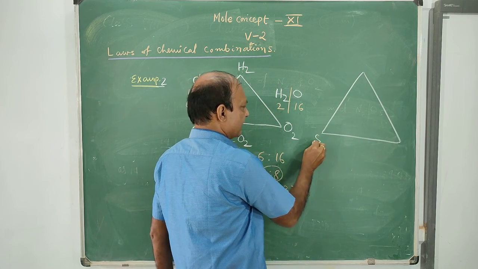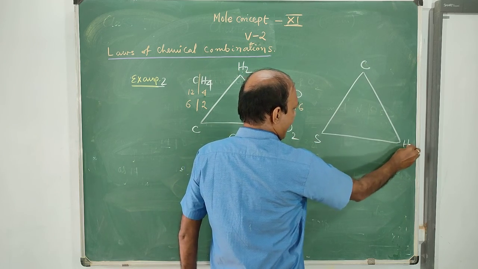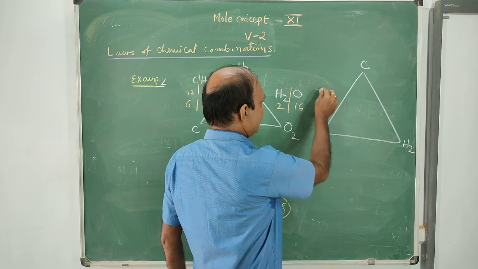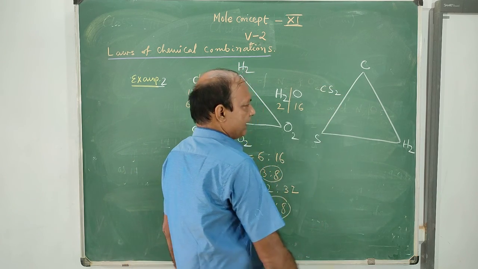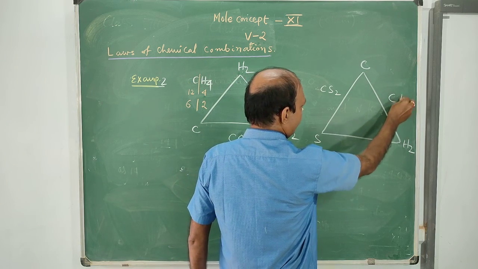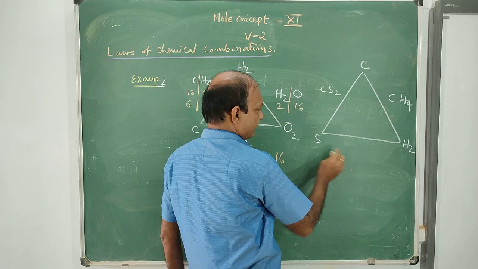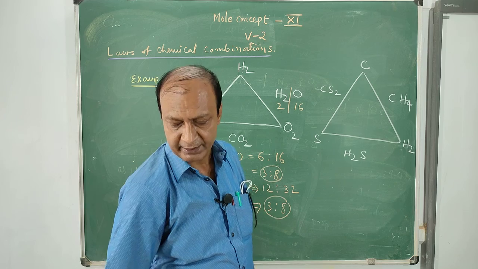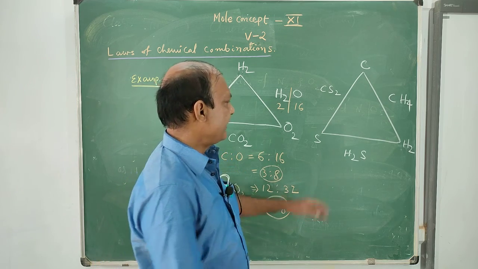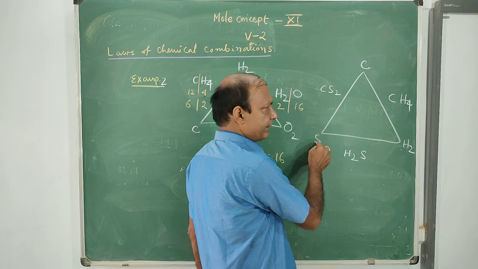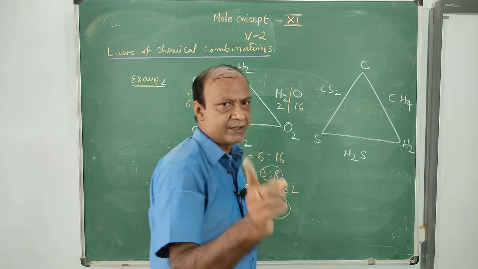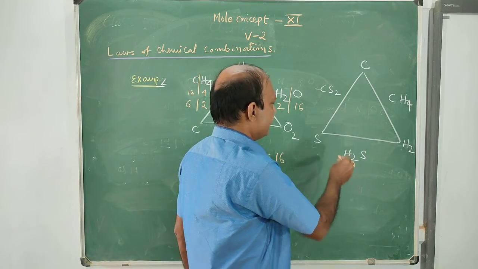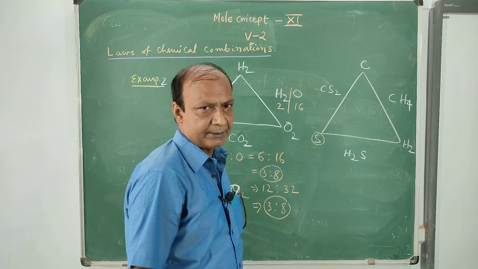Say I am taking sulfur, carbon, hydrogen. Another combination. You see that carbon and sulfur combine to form carbon disulfide, carbon and hydrogen combine to form methane, and hydrogen and sulfur combine to form H2S. You can consider any element as third element. Say you can consider this one as third element, this one, or this one, as you like. Here I have taken the third element hydrogen. Here you can take the third element sulfur, as you like.